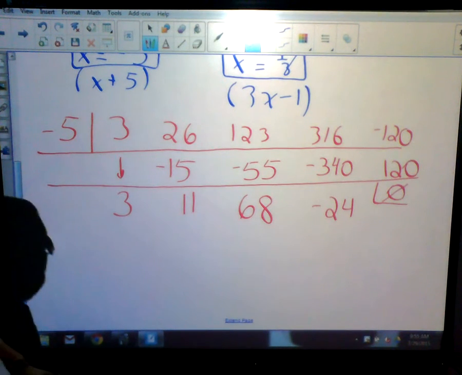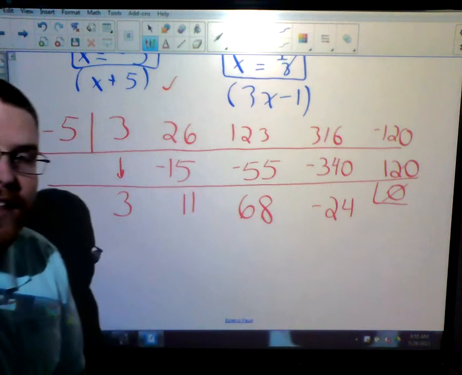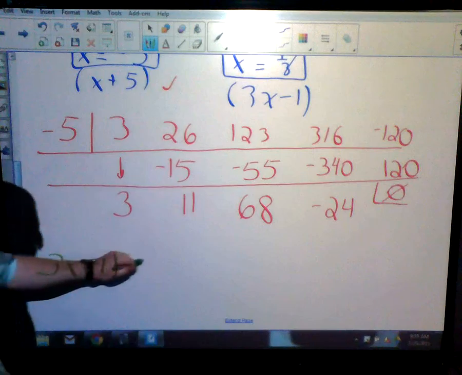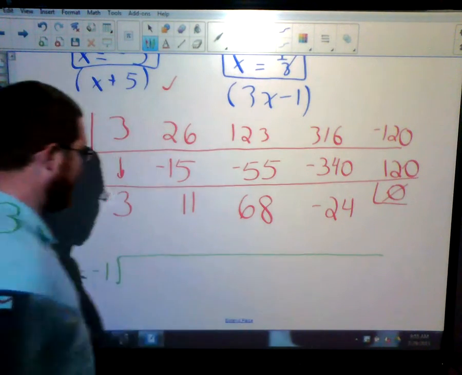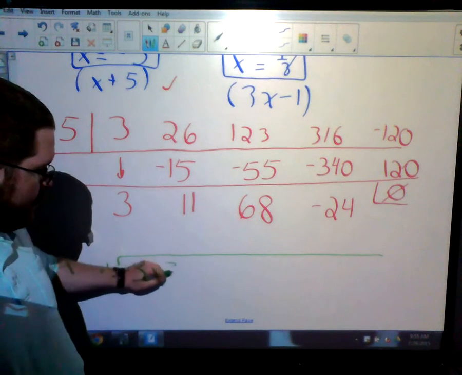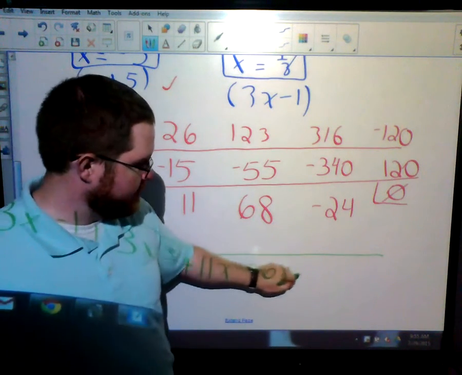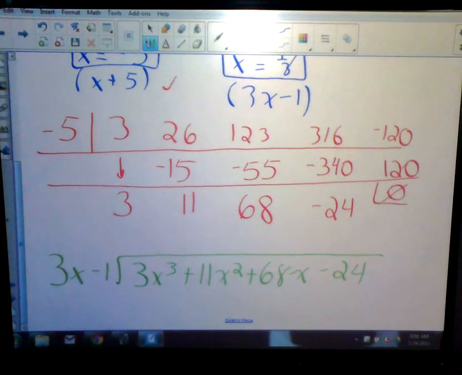Now, I've divided by one of them. Now I have to divide by the other one. But I can't do synthetic division, so I have to do long division. 3x minus 1 divided into the answer that I just got: 3x cubed plus 11x squared plus 68x minus 24. What should my remainder be this time? It still should be 0.